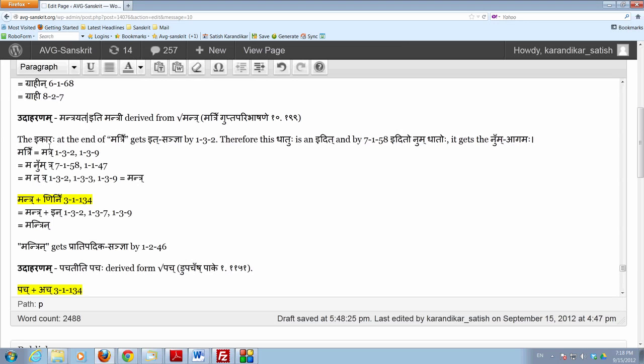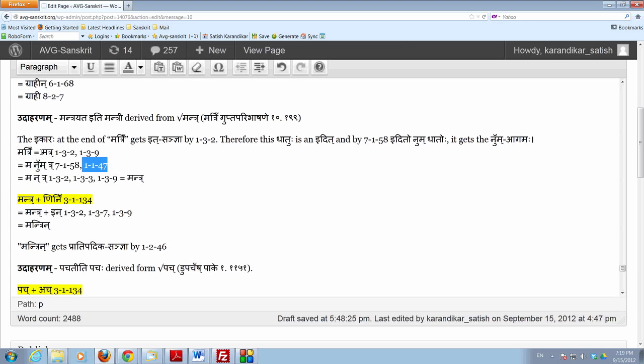So the ikara at the end of matri gets the it-sanjna by upadeshe ajanunasika it, and this dhatu is an idit. Of course the ikara takes lopa by tasya lopaha, and that allows us to apply iditonum dhatoho. So first upadeshe ajanunasika it, tasya lopaha, iditonum dhatoho, then midacho antyatparaha, the num agamaha, because it's a mit, it attaches itself after the last vowel of the term to which it is attached.